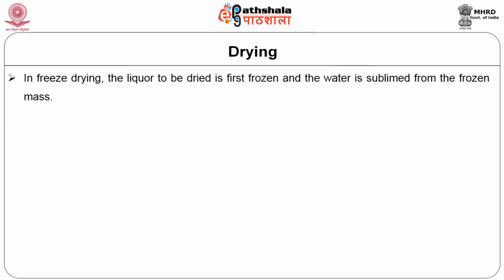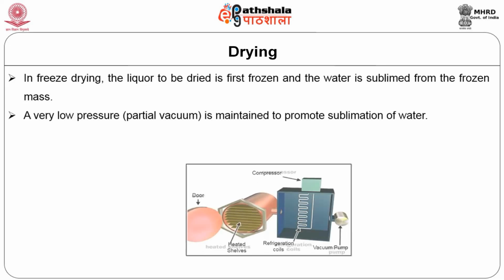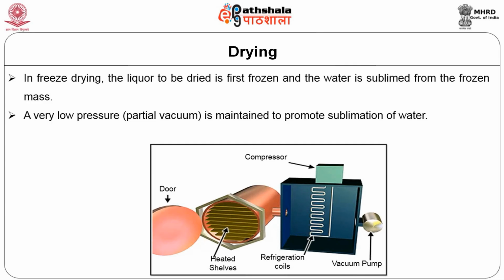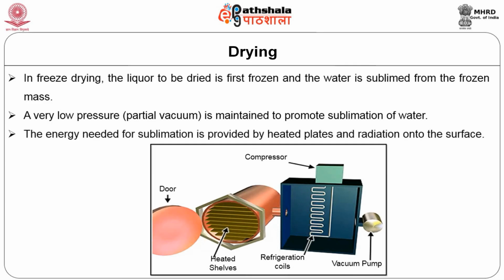In freeze drying, the liquid to be dried is first frozen and the water is sublimed from the frozen mass. A very low pressure is maintained to promote sublimation of water. The energy needed for sublimation is provided by heated plates and radiation onto the surface. The temperature of solid is regulated by regulating the pressure in the drying chamber. This is the most gentle method of drying and is used for many pharmaceutical products. Example, viruses, vaccines, plasma fractions, enzymes, etc.